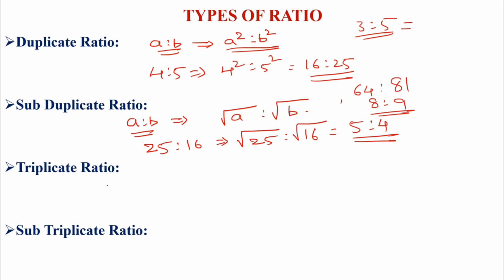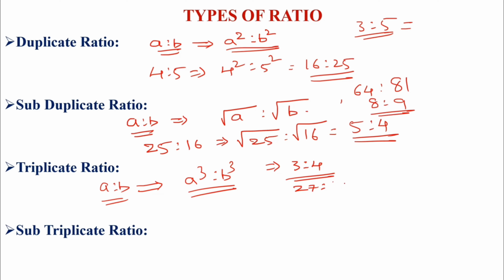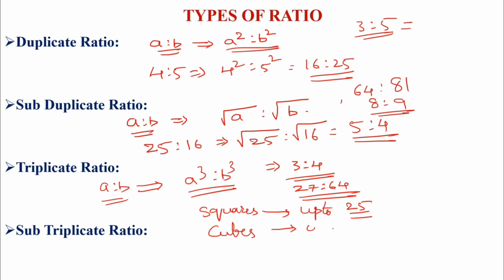Triplicate ratio. For example, A is to B is one ratio, then triplicate ratio means A cube is to B cube. For example, 3 is to 4, triplicate ratio means 27 is to 64. Please try to learn all the squares up to 25 and cubes up to 15.